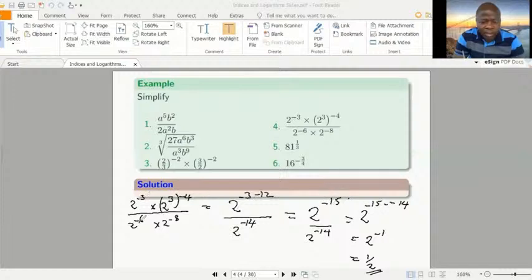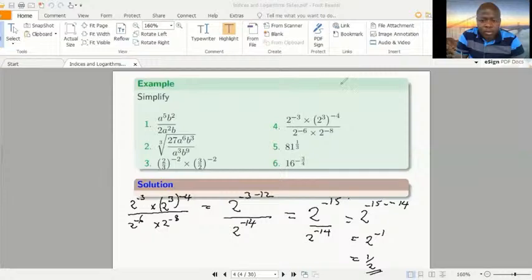And you know that this is negative 4 and negative 8. We add those two, get negative 14. And because of division, and since we have the same bases, we need to subtract the powers. So negative 15 minus negative 14 is the same as negative 15 plus 14, which gives us negative 1. And so we write it as a positive to get a half as the answer.